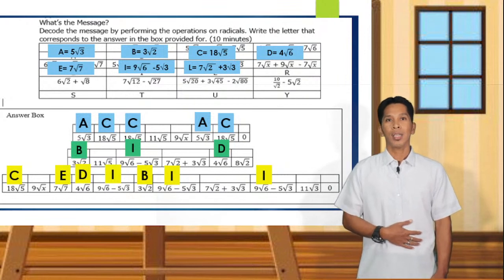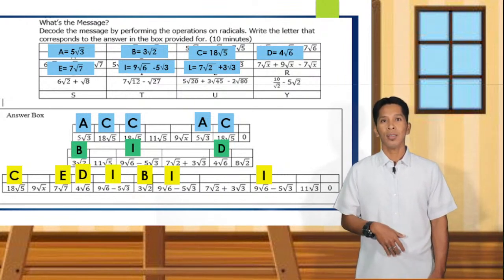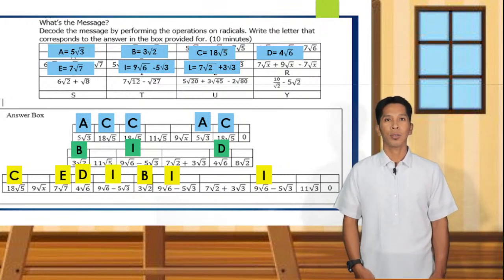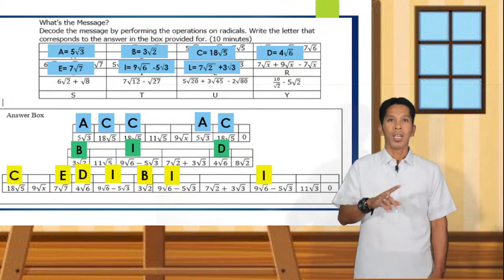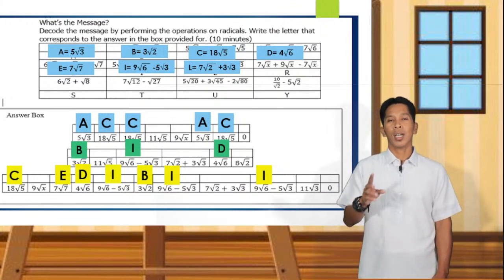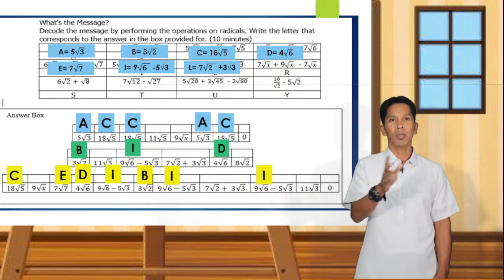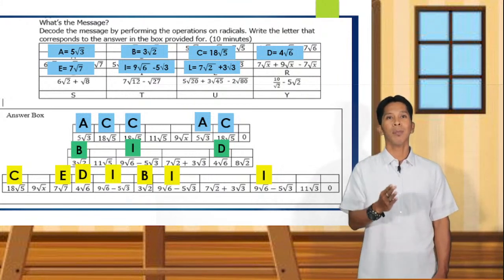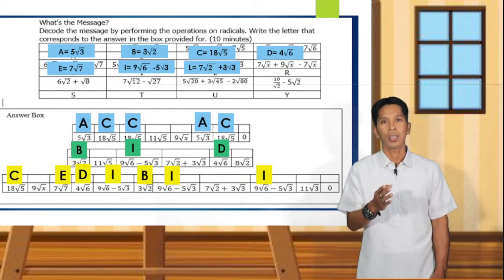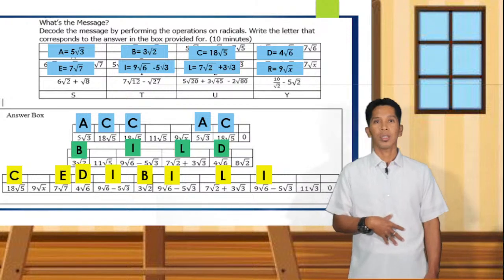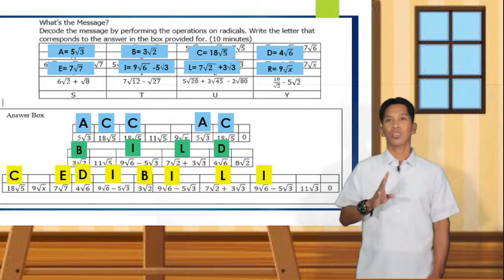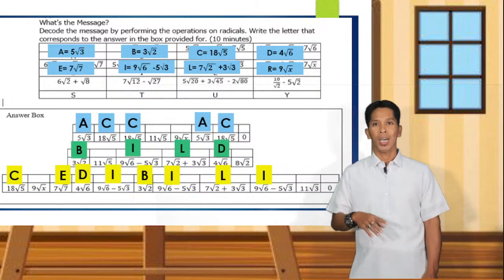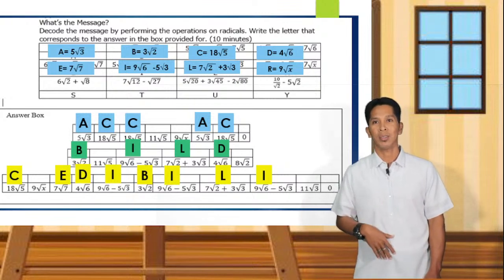Next, 7 square root of x plus 9 square root of x minus 7 square root of x. Again, the three radical expressions are similar, so we can just combine them at once. So 7 plus 9 is 16. And then 16 minus 7 is, what's the answer? Okay, so it is 9 square root of x. So we're down to the last 4. After that, we can now decode the message.